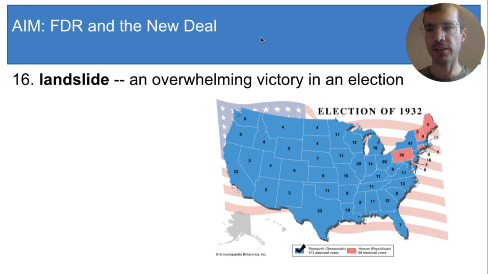Roosevelt won the election of 1932 in a landslide. A landslide is an overwhelming victory in an election. If you look at this map, you can see that Roosevelt won all but 6 states. He received 472 electoral votes, while Hoover won only 59. This was a huge victory for FDR and for liberals, because it showed that most Americans shared Roosevelt's belief that the government should take more action to help them.